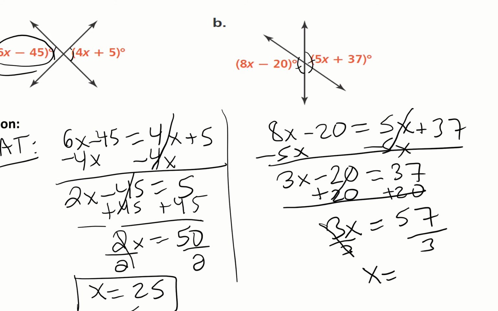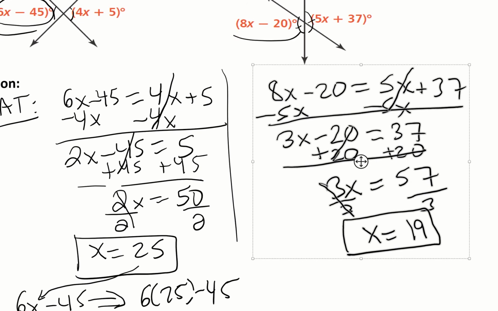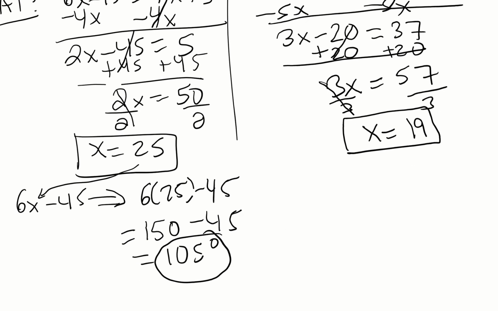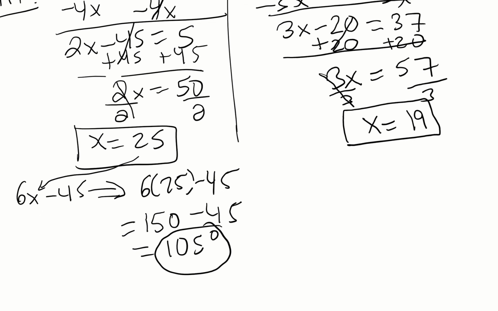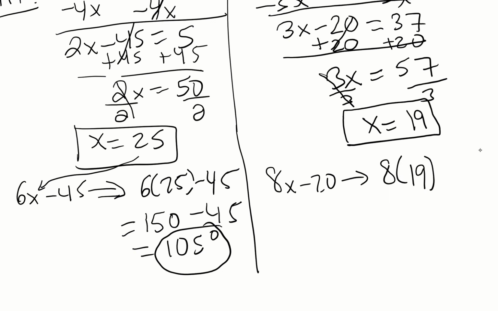Okay, so 57 divided by 3 should be 19. So we got x equals 19. Then we plug it into one of them. So let's plug it into this one, 8x minus 20. Plug that in. We have 8 times 19 minus 20.